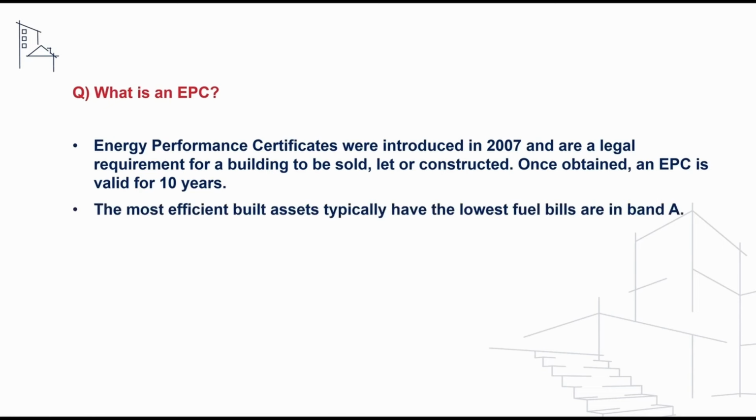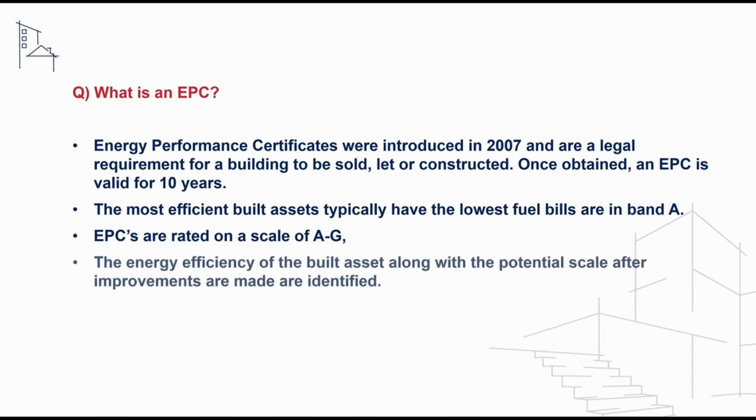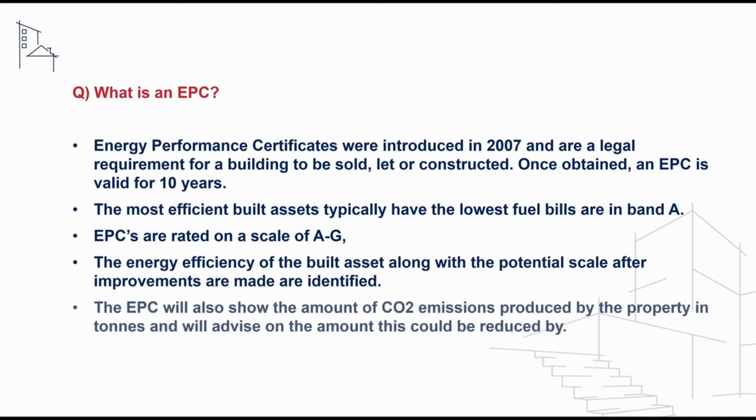The most efficient built assets typically have the lowest fuel bills and are in Band A. EPCs are rated on a scale of A to G. The energy efficiency of the built asset along with potential improvements are listed, and the EPC will also show the amount of CO2 emissions produced by the property in tonnes and will also advise on the amount that this could be reduced by.